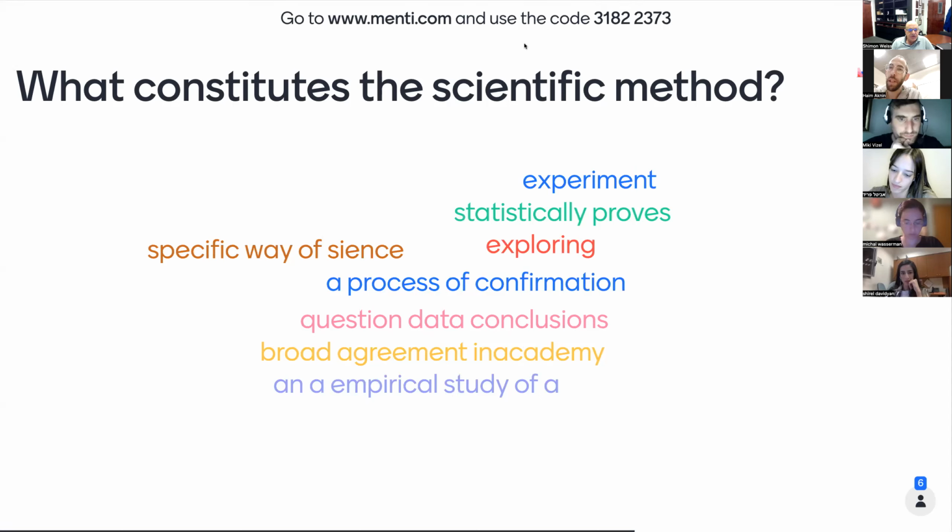Statistical proofs, specific way of science, broad agreement in academy.